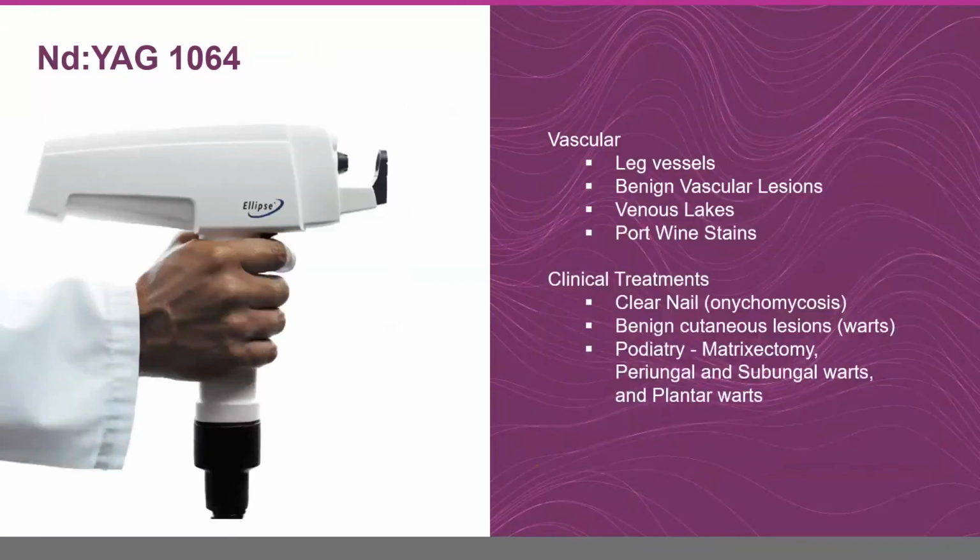The Nd:YAG handpiece, very nice, very comfortable handpiece to use. Generally used for leg veins, so bigger vessels, venous lakes. You can use it for port wine stains, but I would say you have to have a lot of experience, and it's used very specifically for certain parts of port wine stains. So it's more for the nodular elements within a port wine stain rather than the whole of a port wine stain.